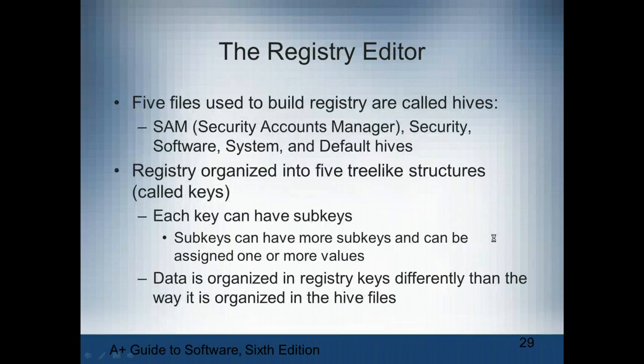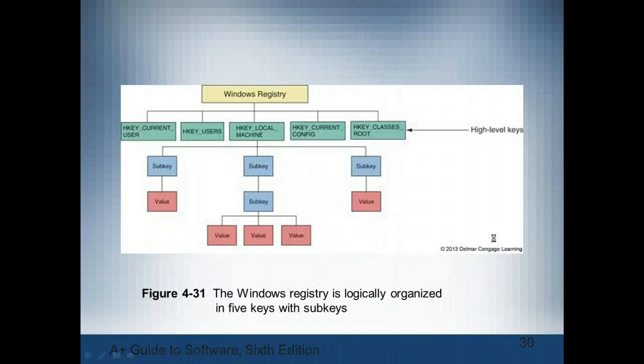Now that we've looked at the slides here, each key can have sub-keys, and we kind of saw that. The registry, what's there: the current user, users, the local machine, current config, classes root.